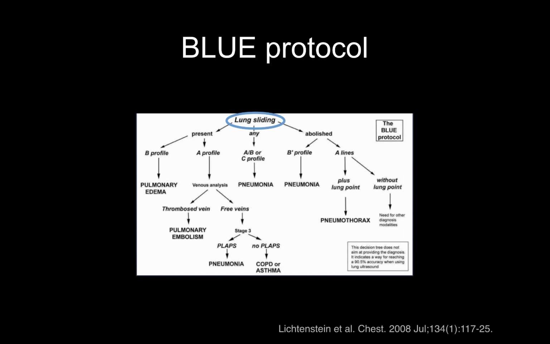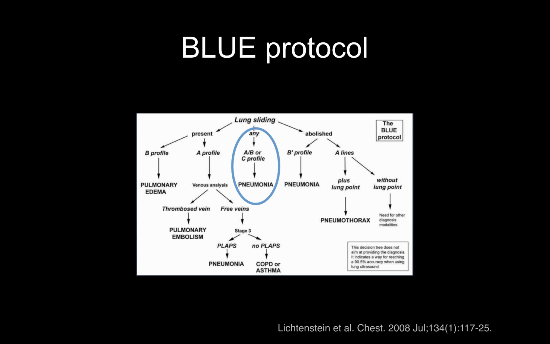This protocol is based on an observational study of 260 patients. Patients with multiple pathologies were excluded, so those are all patients with a single main diagnosis. And this BLUE protocol identified the correct diagnosis, the correct cause for the respiratory failure in 90% of patients without additional testing. So the first step in the BLUE protocol is to check for anterior lung sliding. If anterior lung sliding is present, pneumothorax is considered to be ruled out. Moving down the algorithm, if the lung sliding is present, bilateral B lines suggest pulmonary edema.